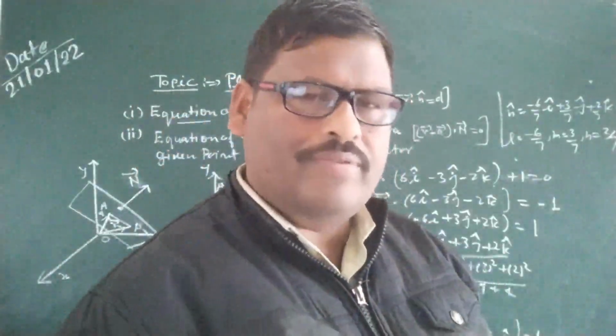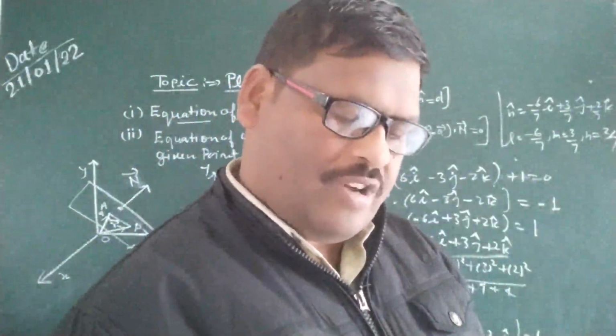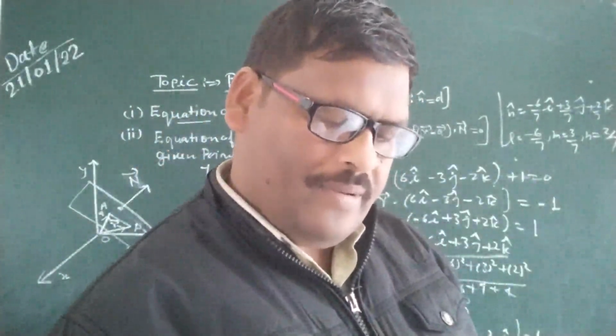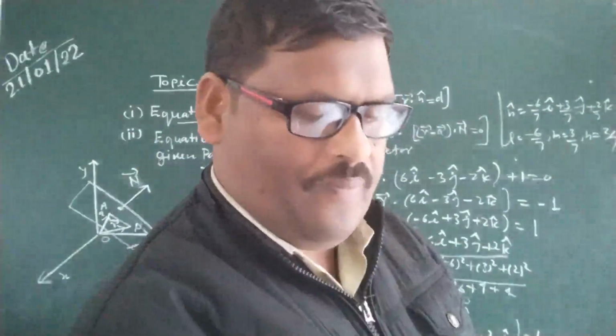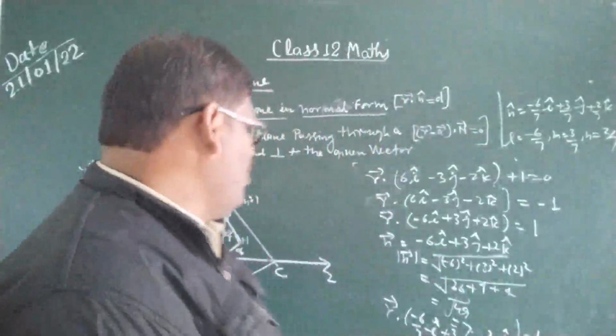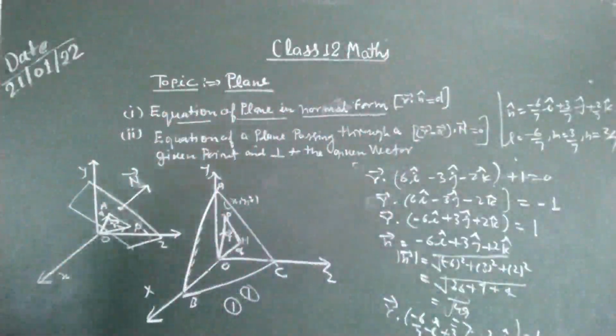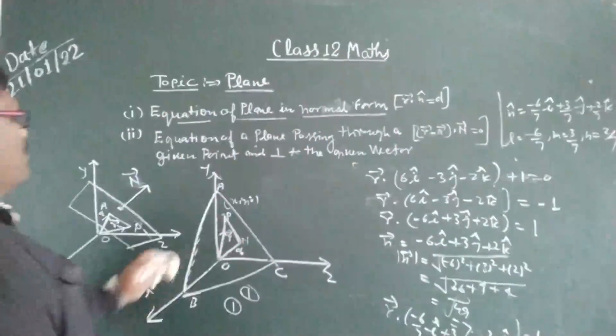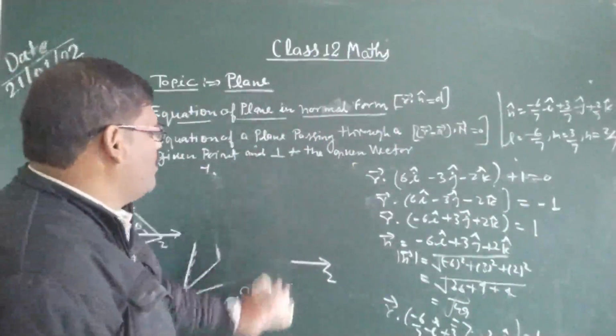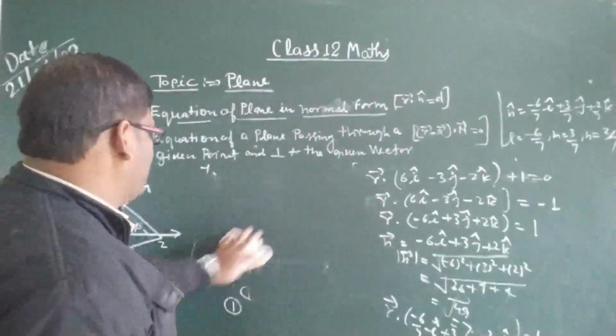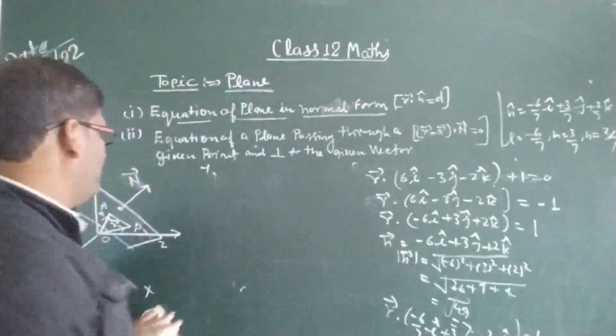Similarly, you can solve the next question, which is based on examples number 15 and 16. Now, how can you find the equation of the plane passing through a given point and perpendicular to the given vector? Pay attention here.